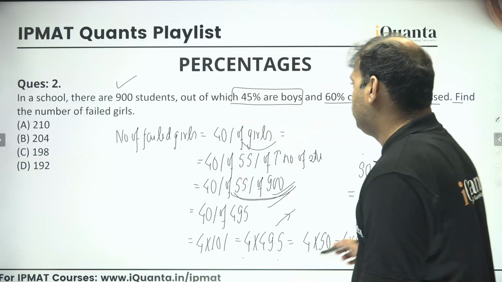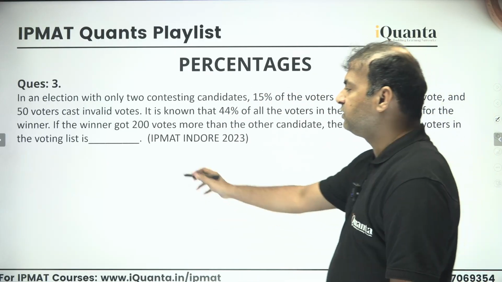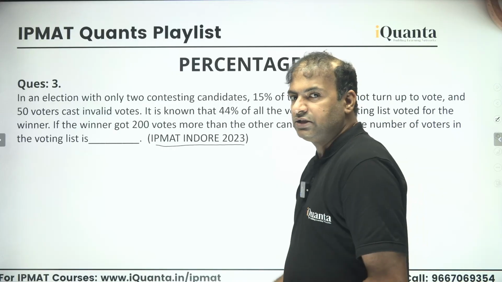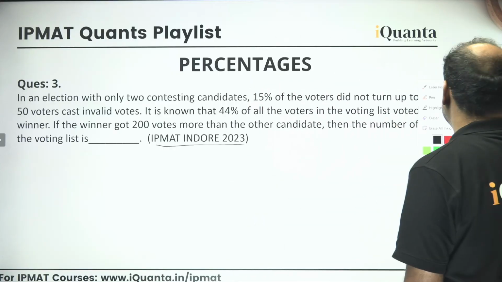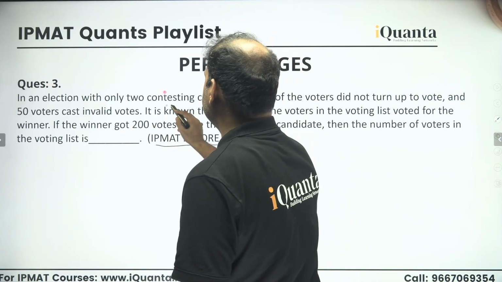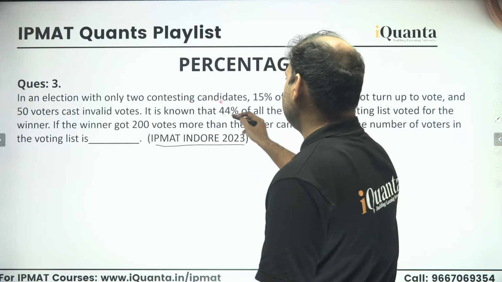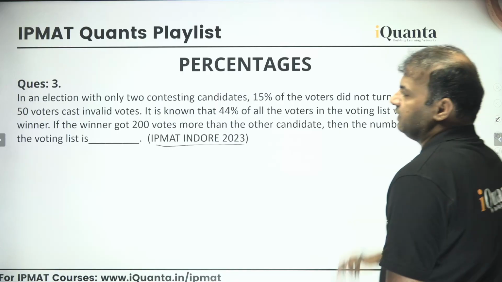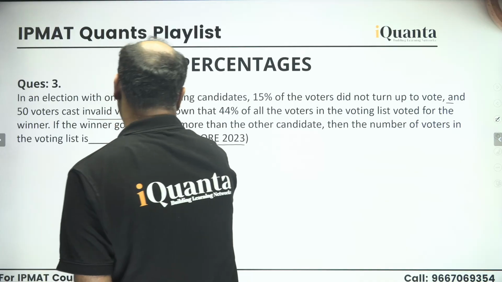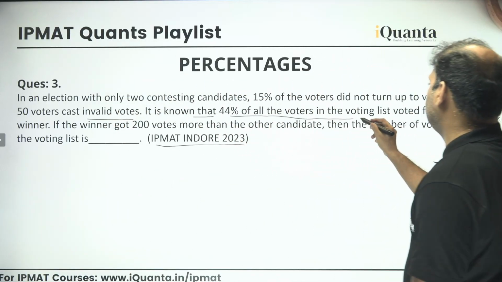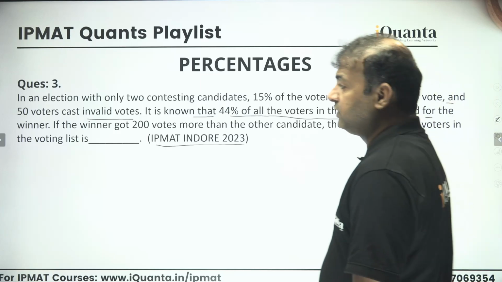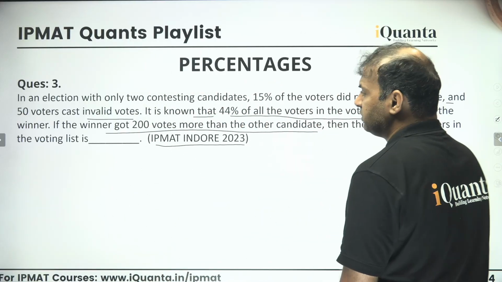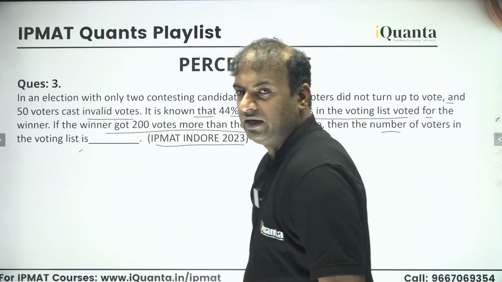Now guys, question number 3, which is also one of the previous year questions. As you can see, this question appeared in IPMAT Indore 2023. Let's read how we can do that. The question says that in an election with only two contesting candidates, 15% of the voters did not turn up to vote, and 50 voters cast invalid votes. It is known that 44% of all the voters in the voting list voted for the winner. If the winner got 200 votes more than the other candidate, then the number of voters in the voting list is.